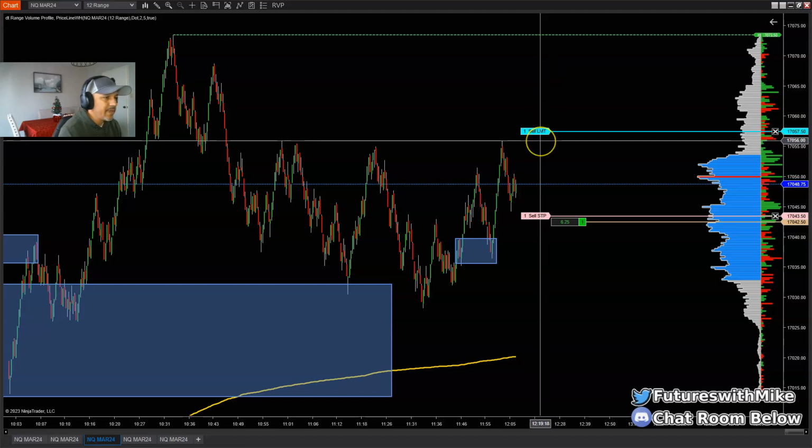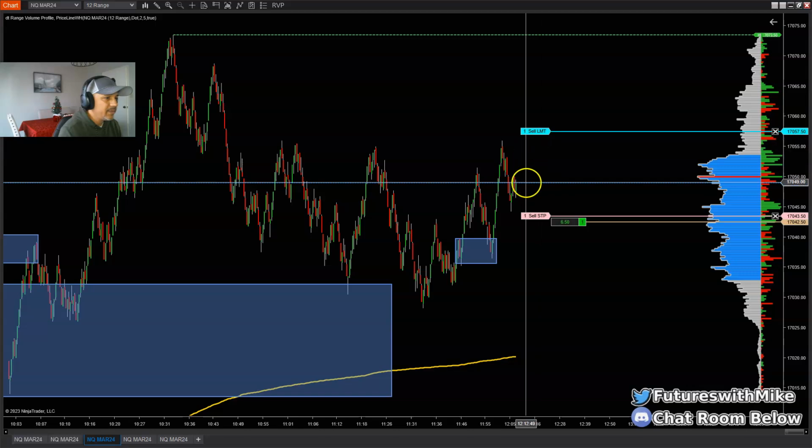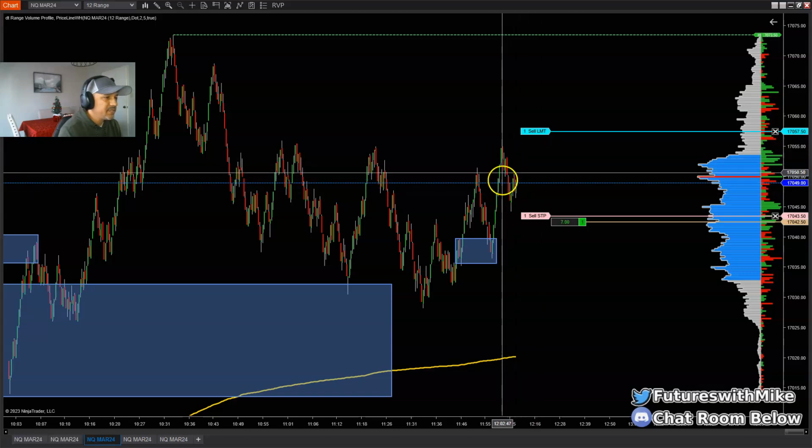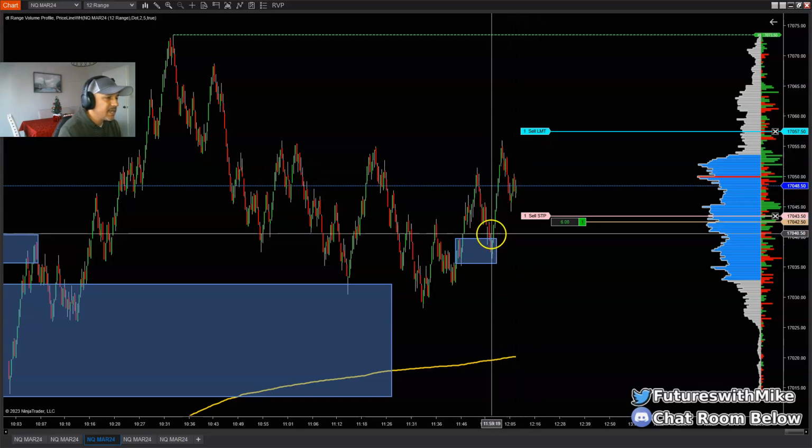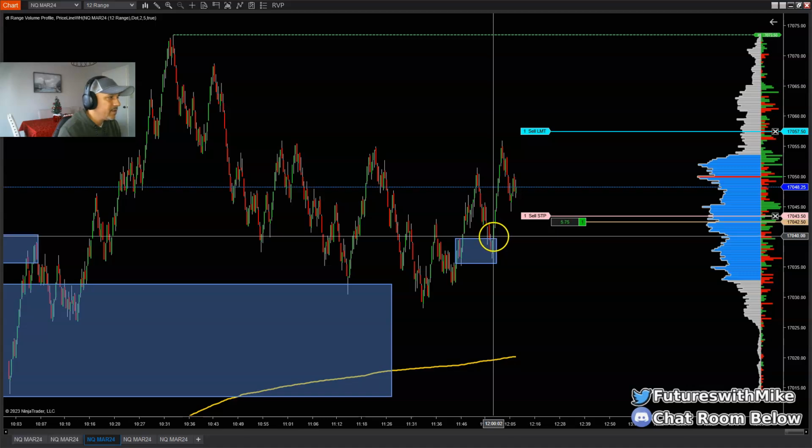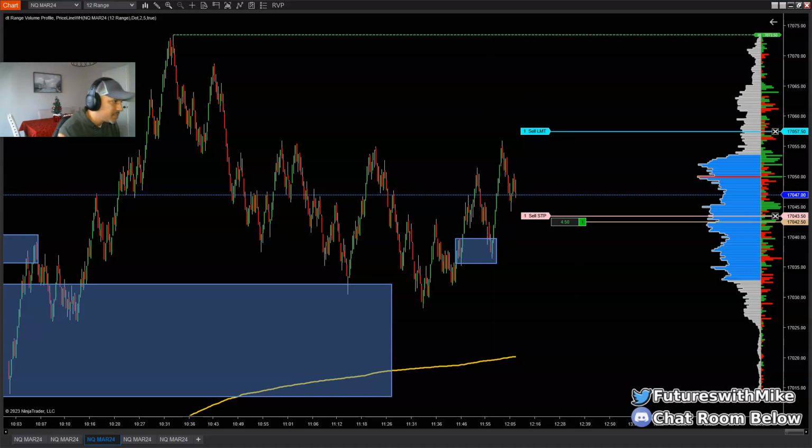If it comes up here and breaks up here above, then I know it's going higher. But again, like I said, it looks to me like it's trying to fill these imbalances back to the downside, back to this key area of demand right here on the lower time frame, and then maybe want to push up.